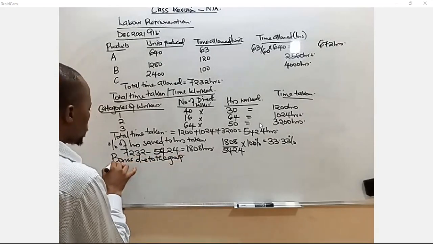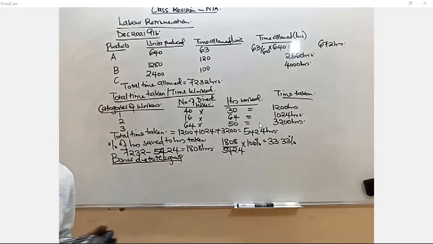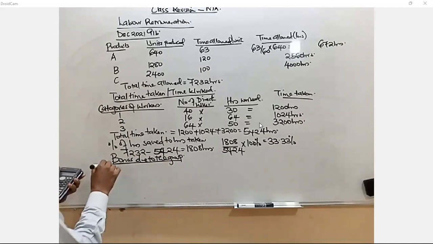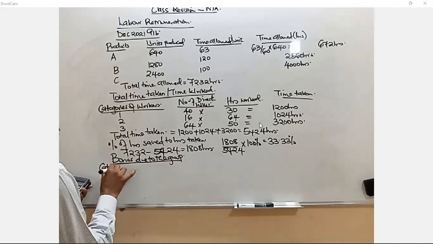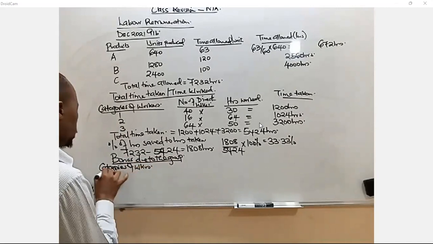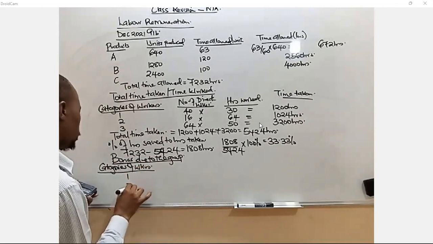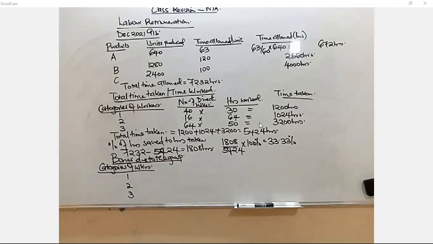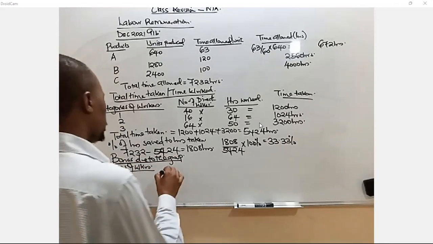The more bonus due to the group. What is the bonus due to the group? It is very simple. Let us take the categories of workers. We know we have number 1, 2, and 3. Then we also have the rate per hour.